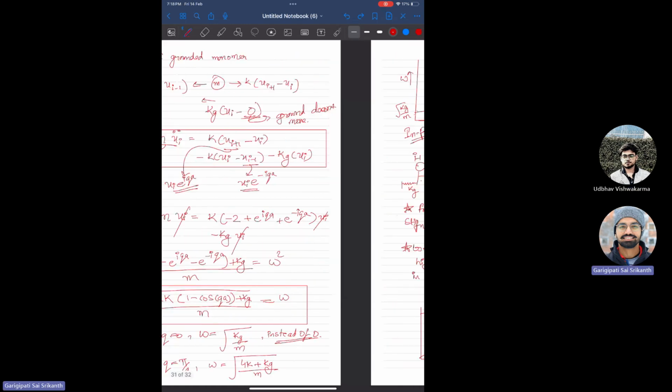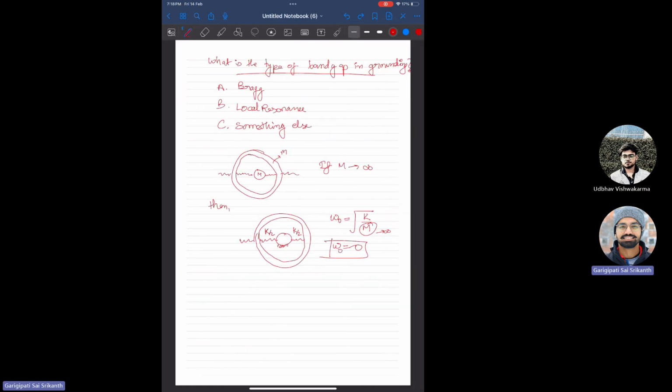So essentially what you're saying is, if you look at coupling strength, M by M tends to infinity. That means grounding is an extreme case of local resonance. Yeah, brilliant. A very good answer, Udbhav.